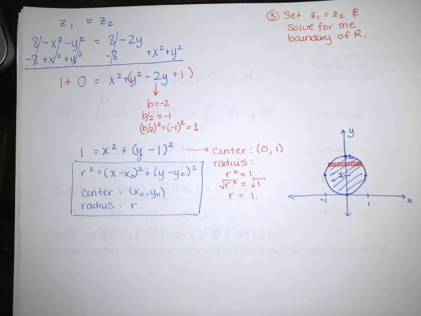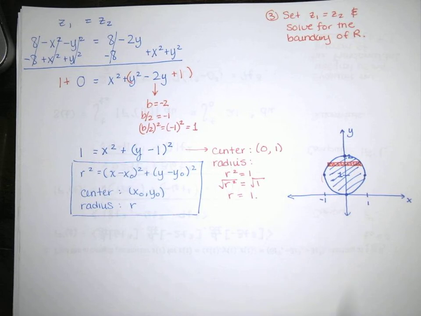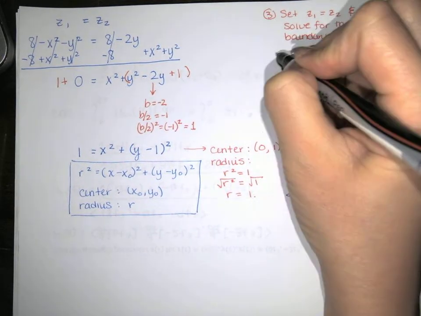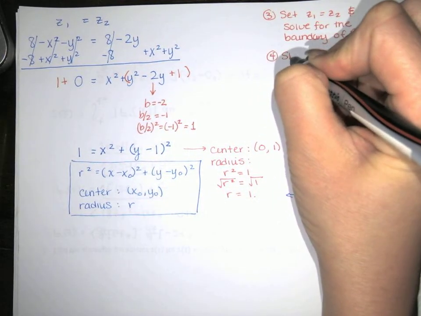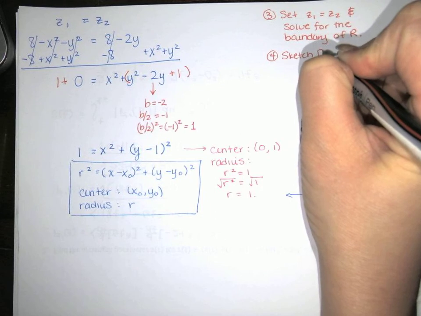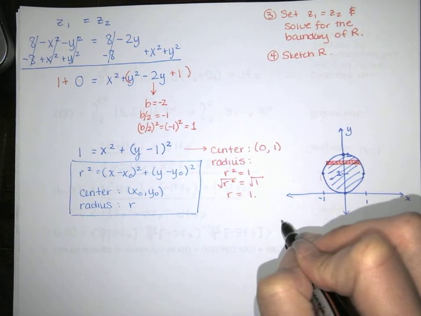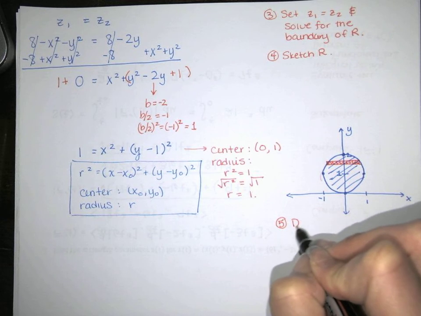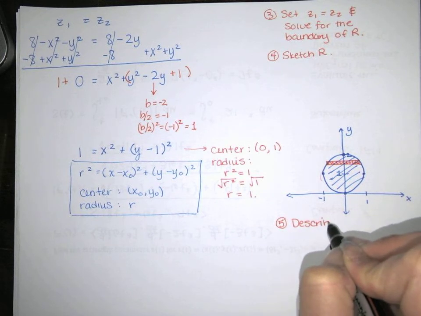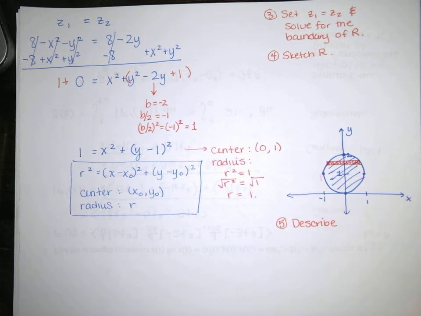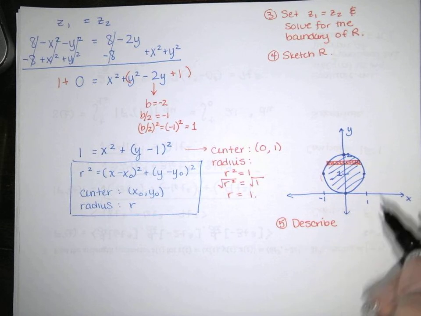So after you have solved for the boundary of R and you've sketched R, you need to describe R with appropriate boundaries, appropriate bounds.